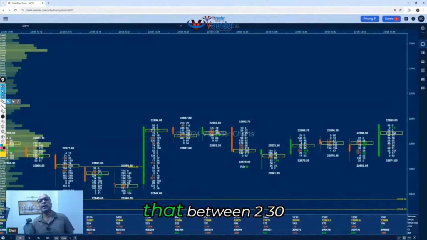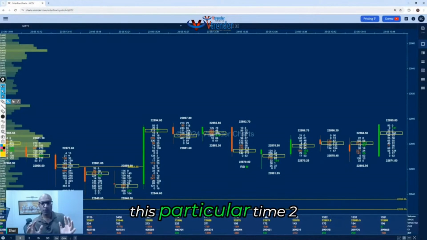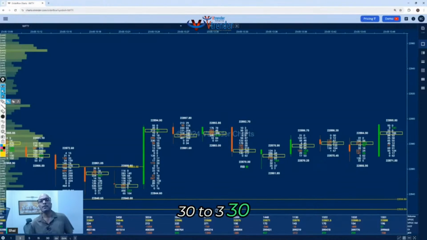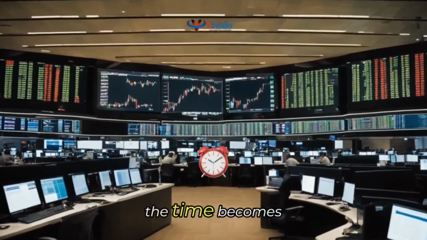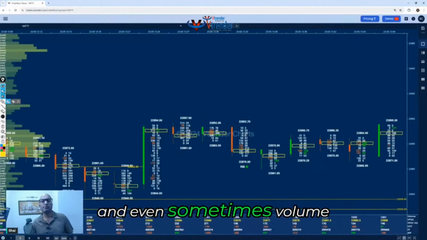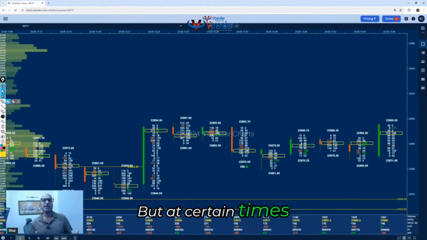So you know that between 2:30 and 3:30, because of the option plays and because of settlement pressure, the market works differently, right? At that point of time, time becomes more important than price and even sometimes volume. But at certain times, let's say about 9:15 to 10:15, the volume component of the market is more important.